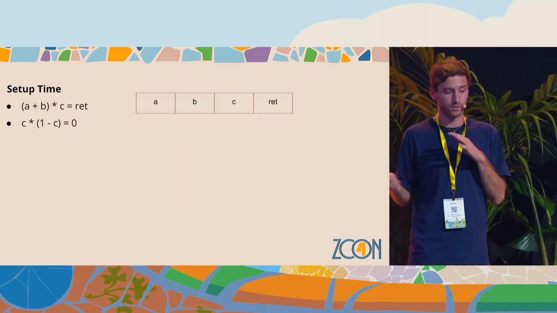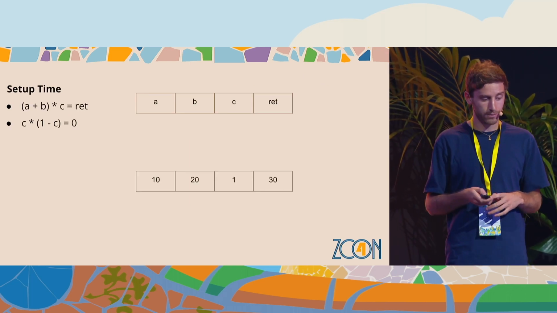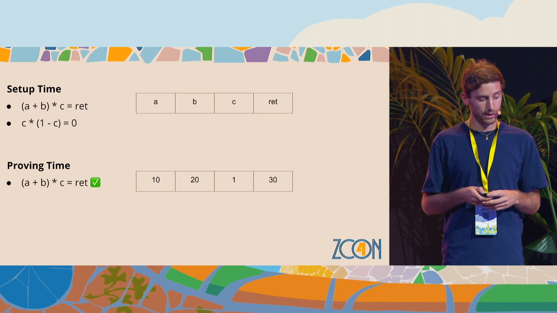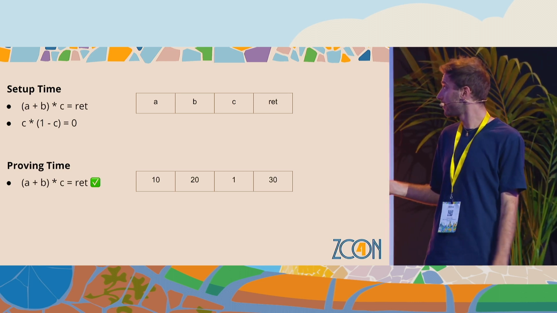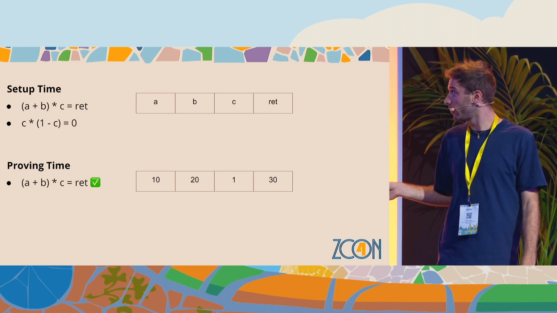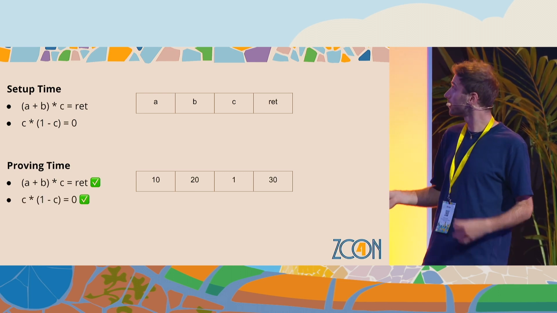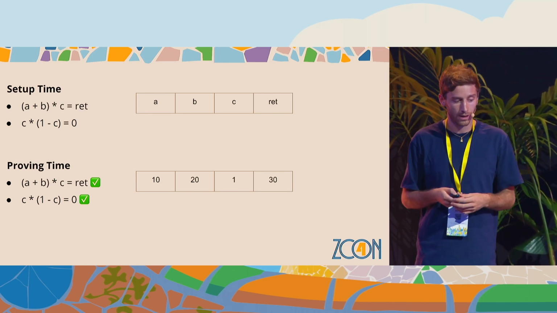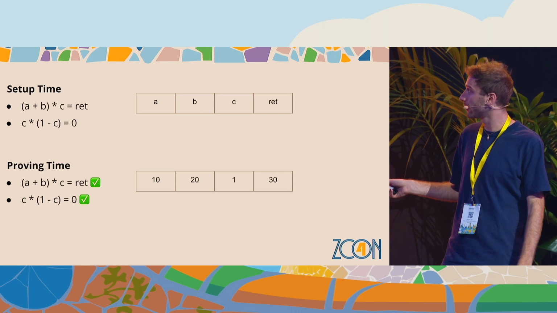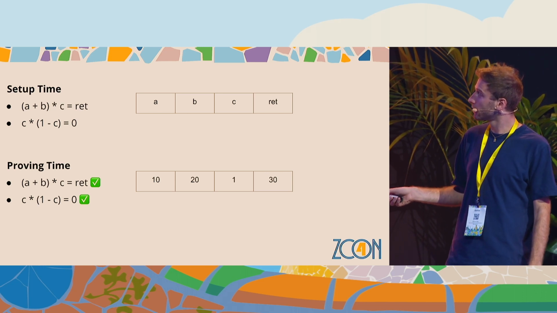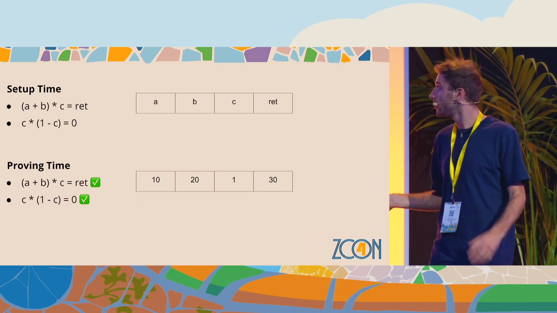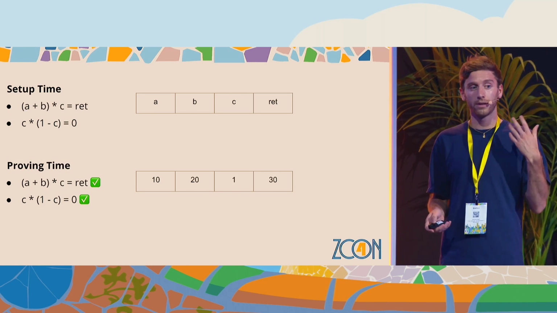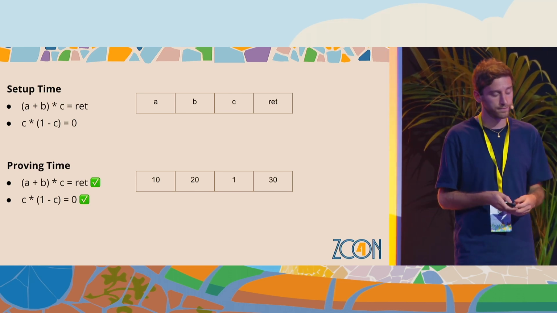So we are going to see, this was only the setup time, and at proving time, the prover will fill in this grid with their witness. And as we can see, if we fill it with like 10, 20, 1, and 30, the first constraint will be satisfied, and also the second constraint will be satisfied. If the prover wants to cheat, for example, putting 60 here as a return value, of course, this constraint won't hold true. And also if the prover said like 2 instead of 1, the second constraint will fail. So they won't be able to generate a valid proof.